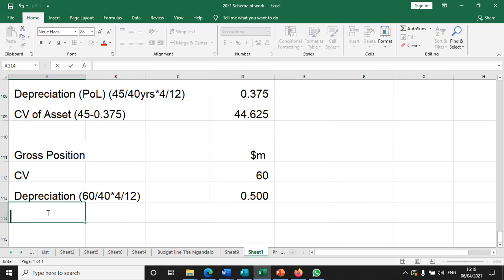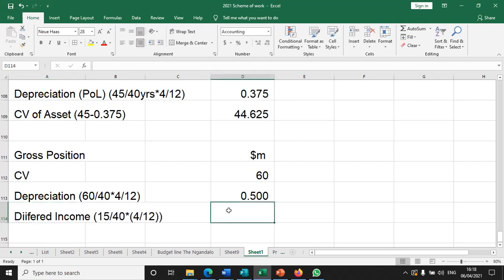Before we go to the CV, let's discuss deferred income. The deferred income for this particular asset will be the amount of the grant divided by 40, multiplied by 4 divided by 12. So you say 15 divided by 40, then multiply by 4 divided by 12.